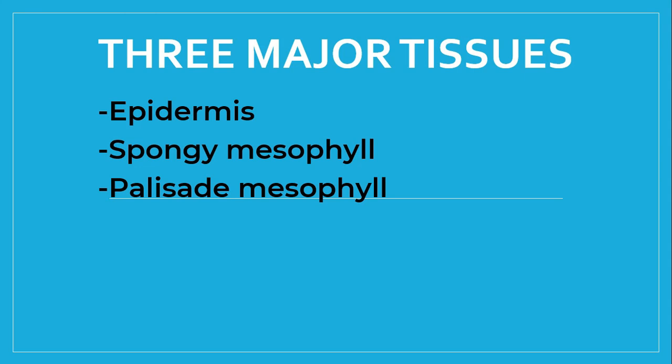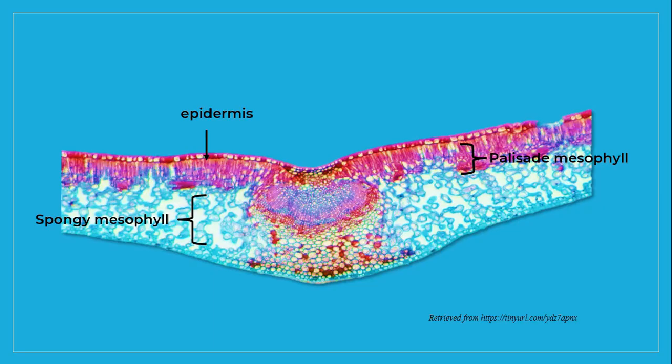Leaves has three major tissues. Number one is what we call the epidermis, spongy mesophyll, and the palisade mesophyll. When we are talking about epidermis, it covers the upper and lower surface of the leaf and serves as a protective barrier to reduce desiccation and prevents the entry of harmful bacteria and fungi. So this is what we call the epidermis.